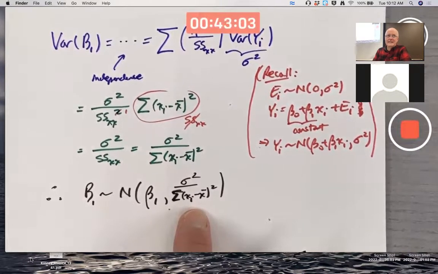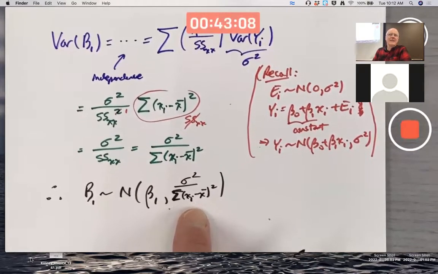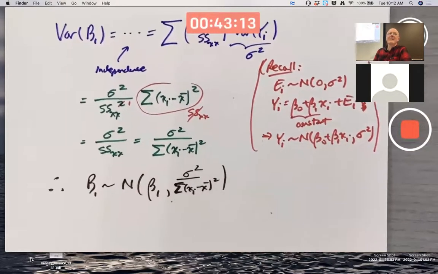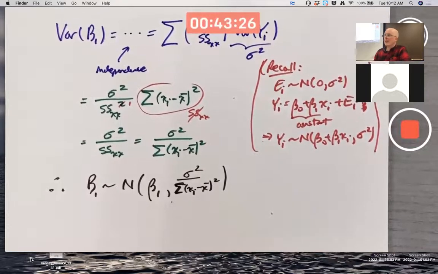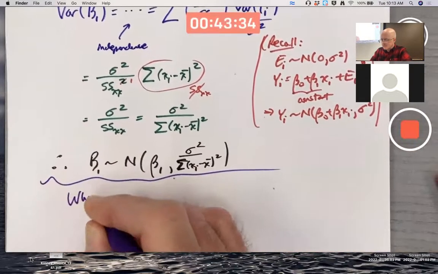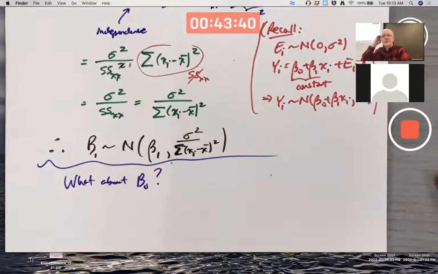Okay, so we got consistency. As long as you're picking the x values so that you don't always pick the mean, at least, so you don't get a bunch of zeros there. Okay, picking a variety of x values, SSXX will continue to get bigger and bigger as your sample size gets bigger and bigger, making this fraction get smaller and smaller. So it's unbiased and consistent. What about B0? The intercept.